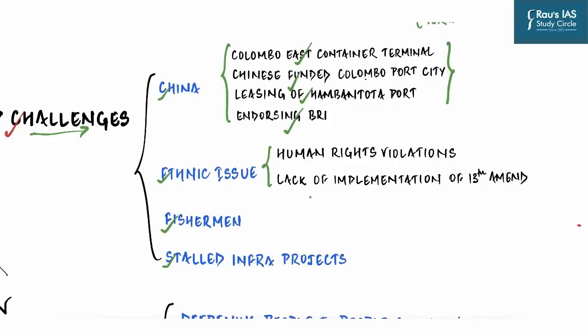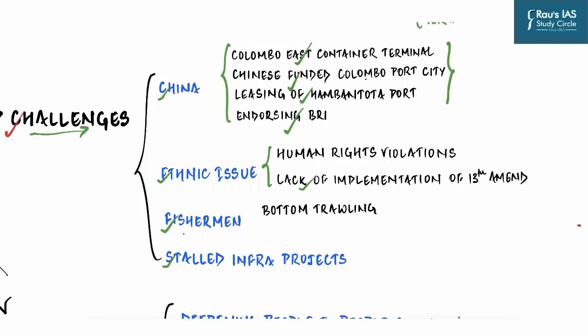Then apart from the Chinese factor, the next important challenge which India and Sri Lanka face is that of the ethnic issue. The long drawn ethnic conflict and human rights violations of Tamils have always been a troublesome issue between the two. But even after that, the lack of proper rehabilitation and lack of implementation of the 13th Amendment to the Constitution of Sri Lanka to the northern Tamil provinces have further strained the ties. Because this was the commitment of Sri Lanka to not just its own people but also to the Indian government.